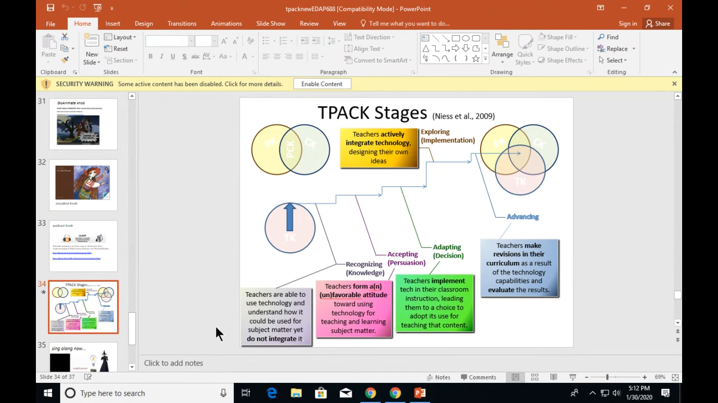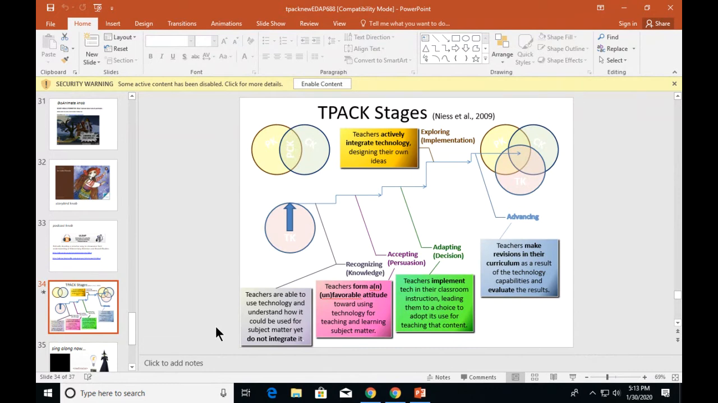Finally, we have the advancing. So at this point, we start seeing teachers making revisions into their curriculum because they now see the pedagogical advantages that the use of technology may gain them in the presentation of content. So now we see the final slide in. We see that pedagogical dance that then is supported by technology use.